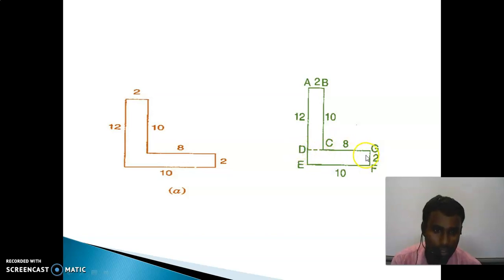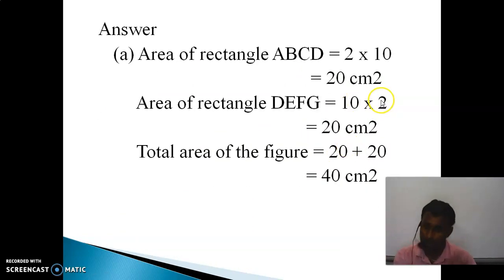D to G means we have to find the DC value. How to find the DC value? This value 2 is exactly opposite this value 2. So 2 plus 8, totally 10. So that means 10 into 2.